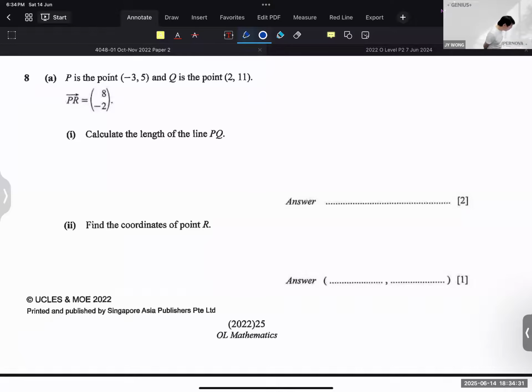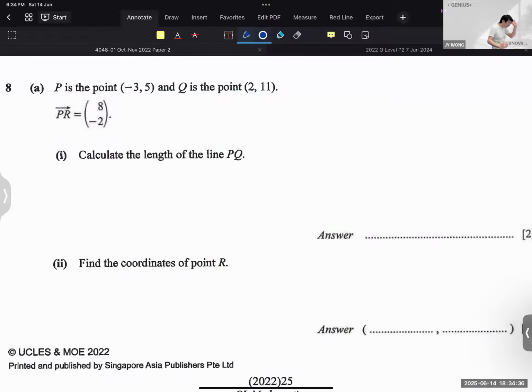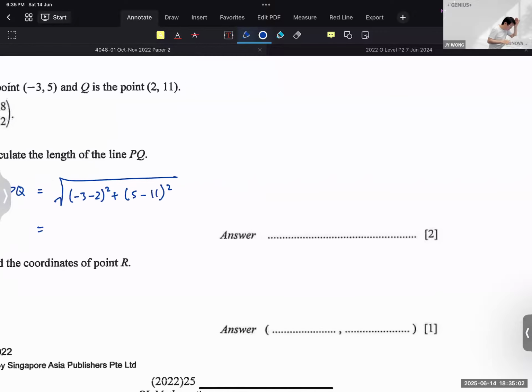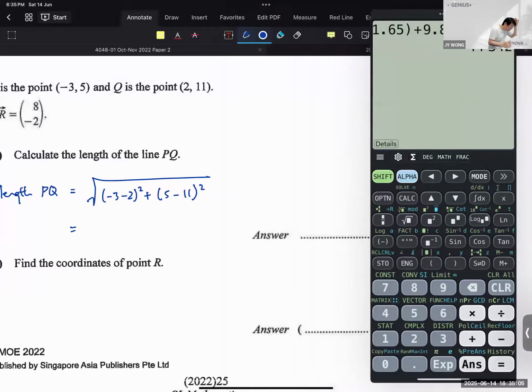P is the point (-3, 5), and Q is the point (2, 11). PR is (8, -2). Calculate the length of the line PQ. This is not a vector question, this is a distance question. So PQ is actually the same as mod PQ if you think about it. But anyway, the length PQ is equal to the square root of (x2 minus x1) squared plus (y2 minus y1) squared. I won't even bother simplifying, I'll just press the whole thing in the calculator.